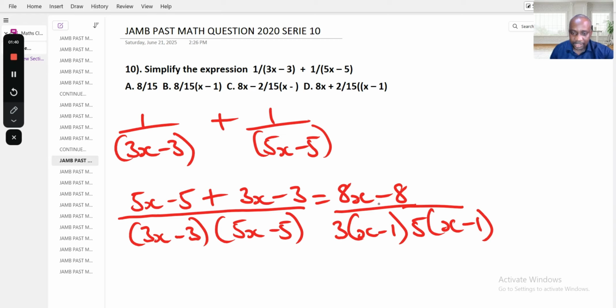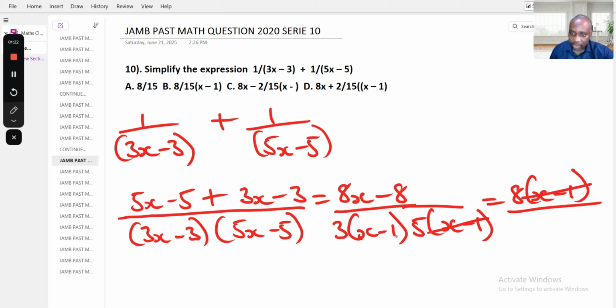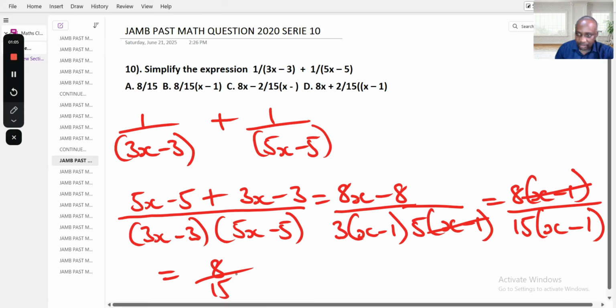Now, the one at the top, let's factorize that one as well. We can factorize that one. What is the factor? 8. Going to be left with x minus 1 bracket. This one, the same thing, isn't it? Let me cancel out this one. This one cancel out this one. Therefore, we are going to be left with what? With 3 times 5, 15. What is left here? x minus 1. Therefore, our final answer is going to be 8 over 15.